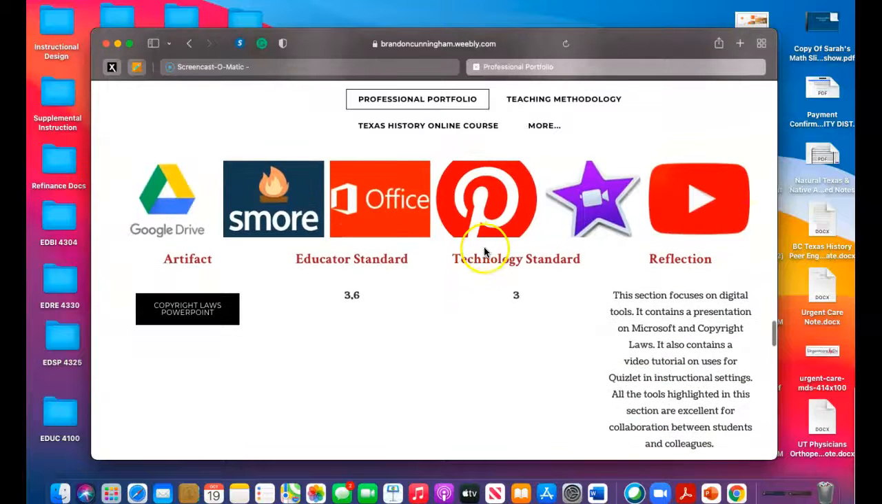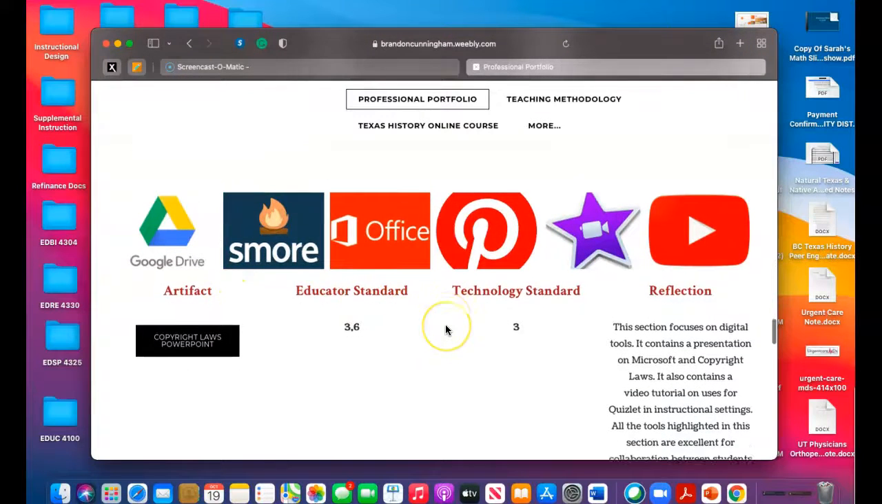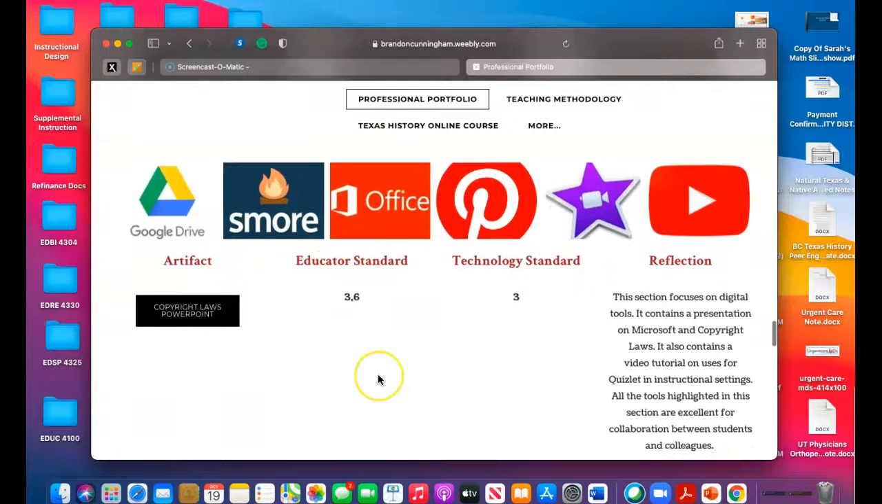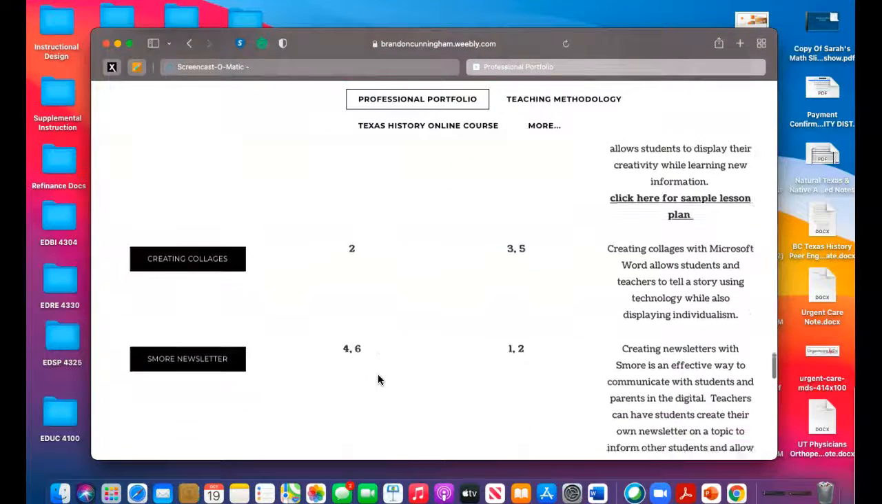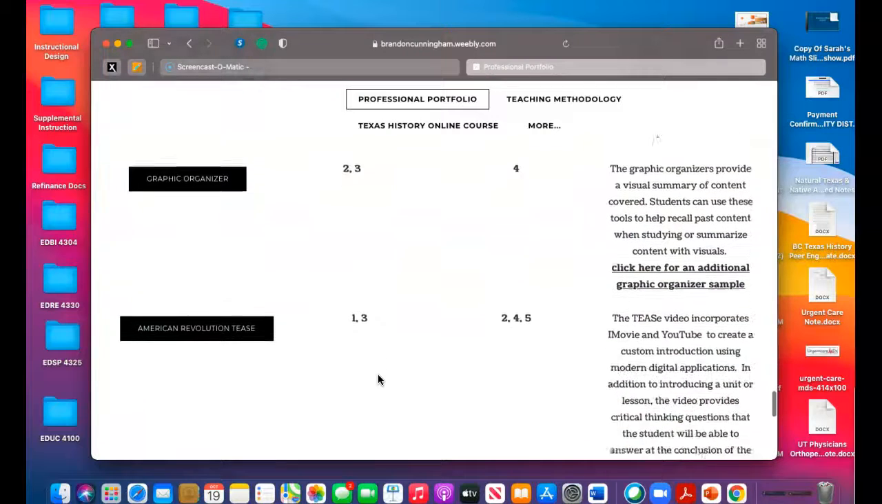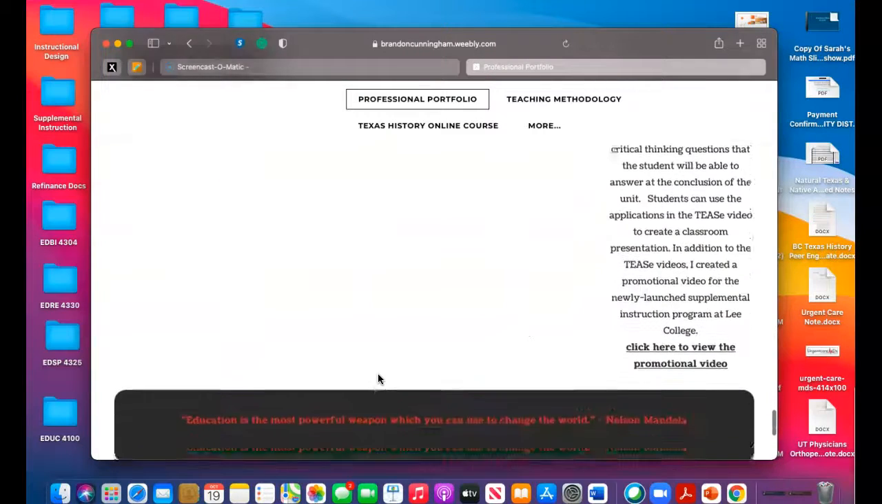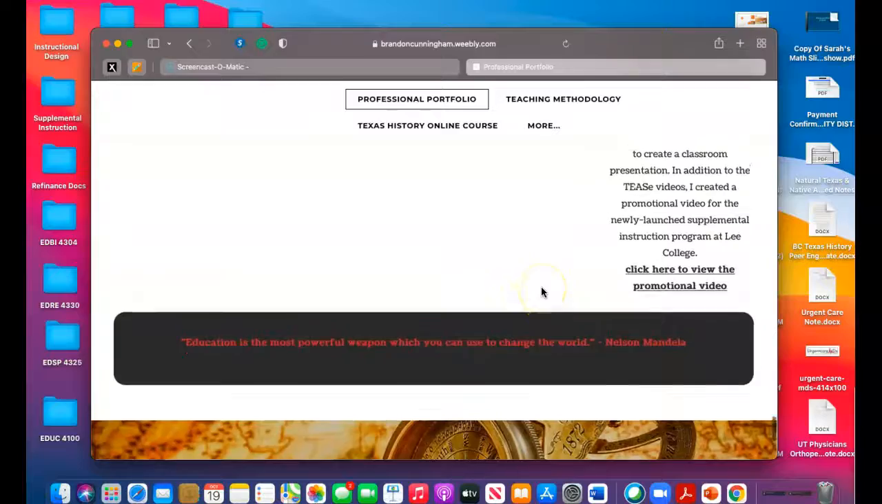And then as you further scroll through my page, these are some programs that I worked with during undergrad. So I have my copyright laws presentation, different graphs and collages that I created, a newsletter, scrapbooks that we created, and then tease videos. And then I've also linked a promotional video that I created for the supplemental instruction program at Lee College, for which I work.